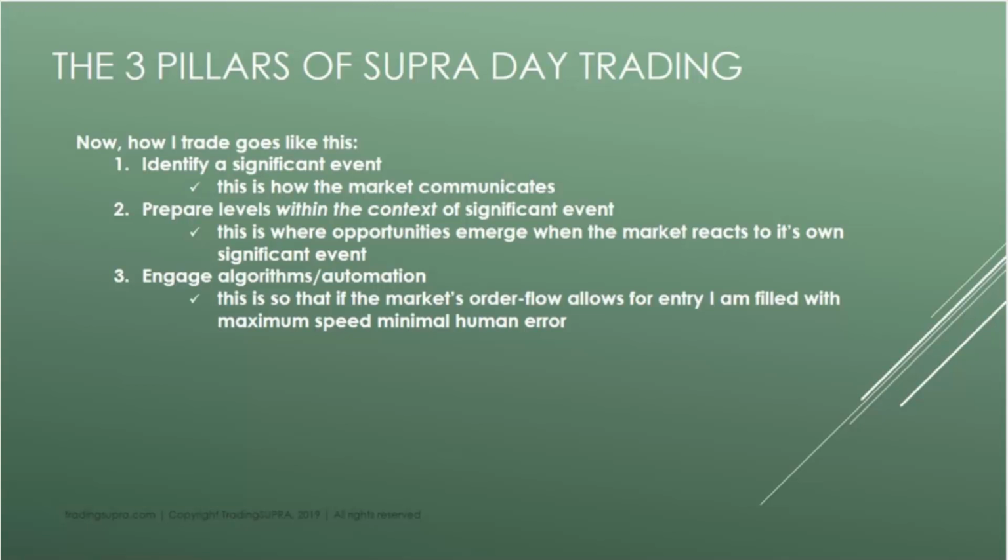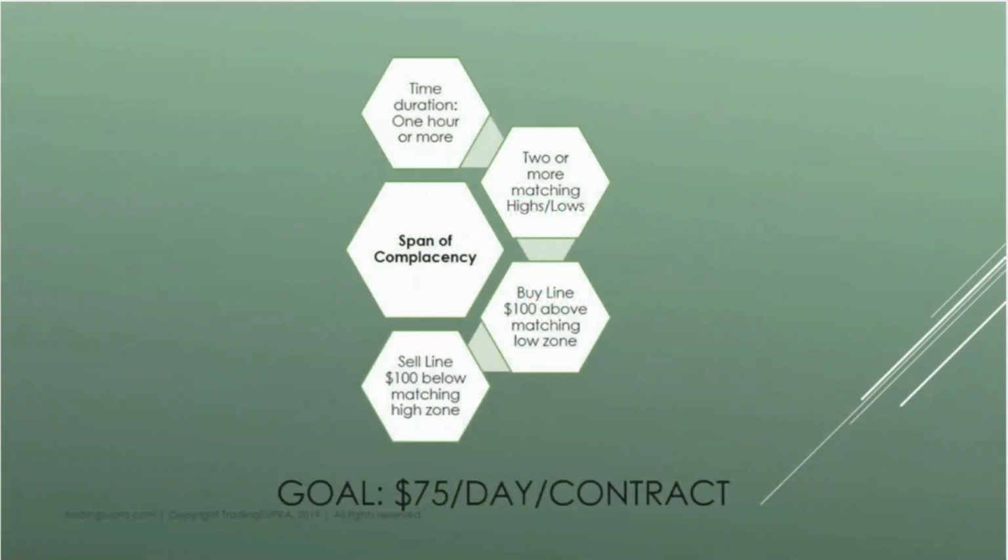And so that's the idea behind using algorithms, using automation: when you know the sequence that you're looking for, let the computer find it and let the computer execute in milliseconds without error. So those are the pillars of my trade operation.